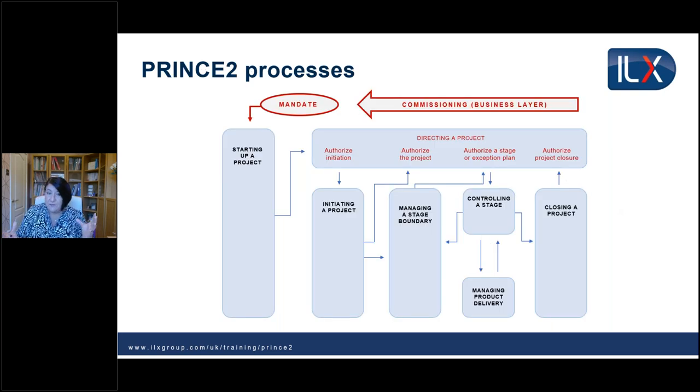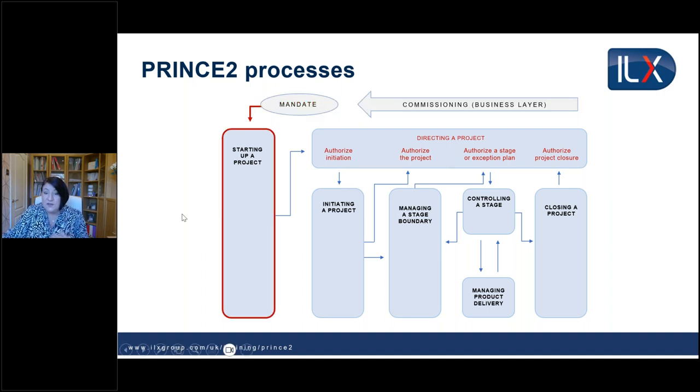Now, all of those practices are used throughout our processes. And the processes, seven processes again, are these shaded boxes. Now, up at the top of the processes, we've got this red arrow of commissioning the business layer. And this is the people who are instigating the project. These are the people who are giving out the mandate. Now, the mandate could be a formal official document, but quite often it might be a verbal request coming out of a meeting. But the mandate is whatever you have received that makes you start thinking about the project. And the mandate is the trigger to come into the first process of starting up a project.